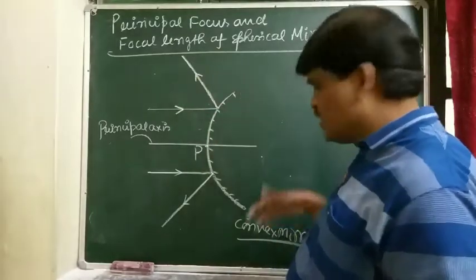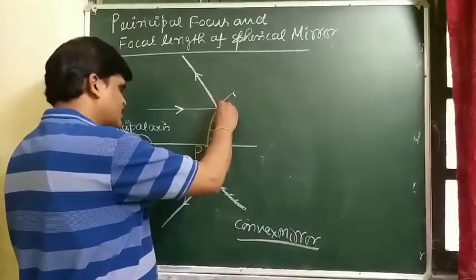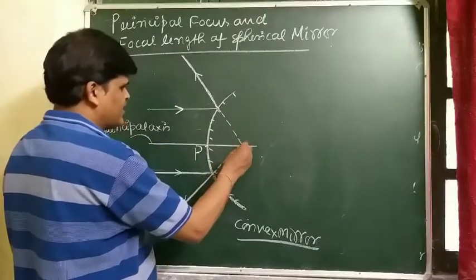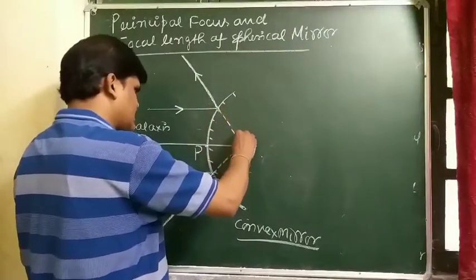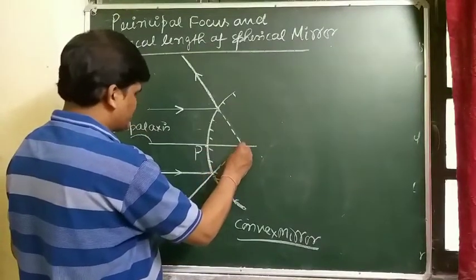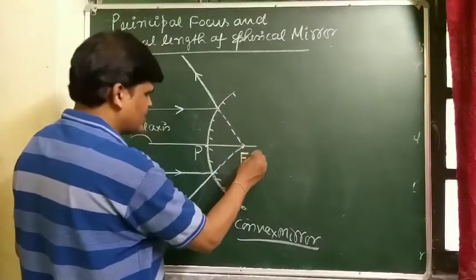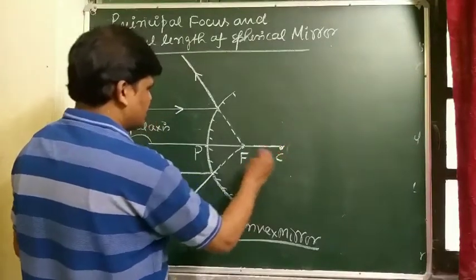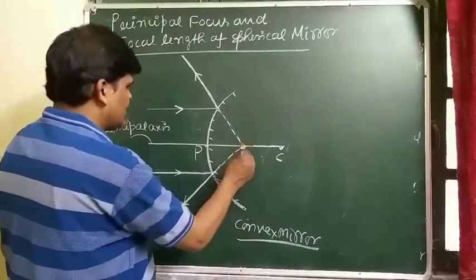Now this reflected light is extended in the backward direction, and student, it appears to meet at this point. And this point is known as the principal focus of a convex mirror.